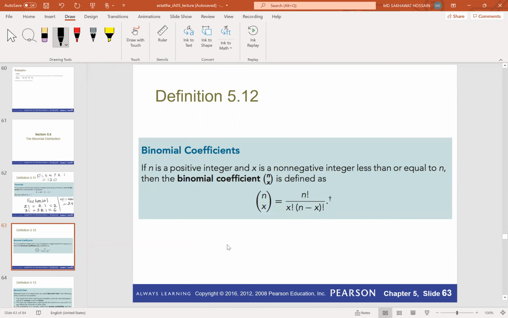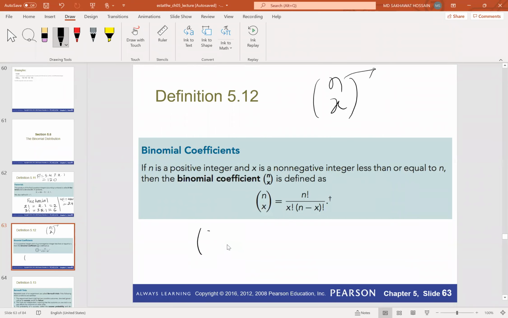The next term is binomial coefficients, and this is also called combination. If you have an idea about permutation and combination, then you should know this term. This is n combination x, where n and x are both non-negative integers. Here n is a positive integer: 1, 2, 3, 4, 5, 6, and x is a non-negative integer, so x can also take 0. So x could be 0, 1, 2, 3, 4, 5, 6, and so on.